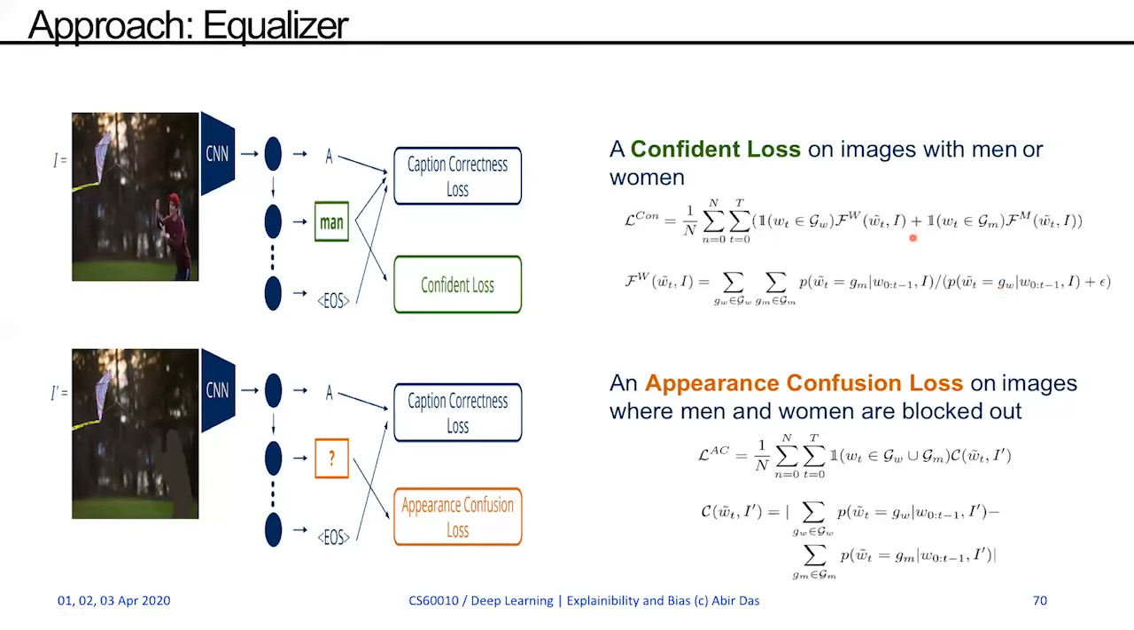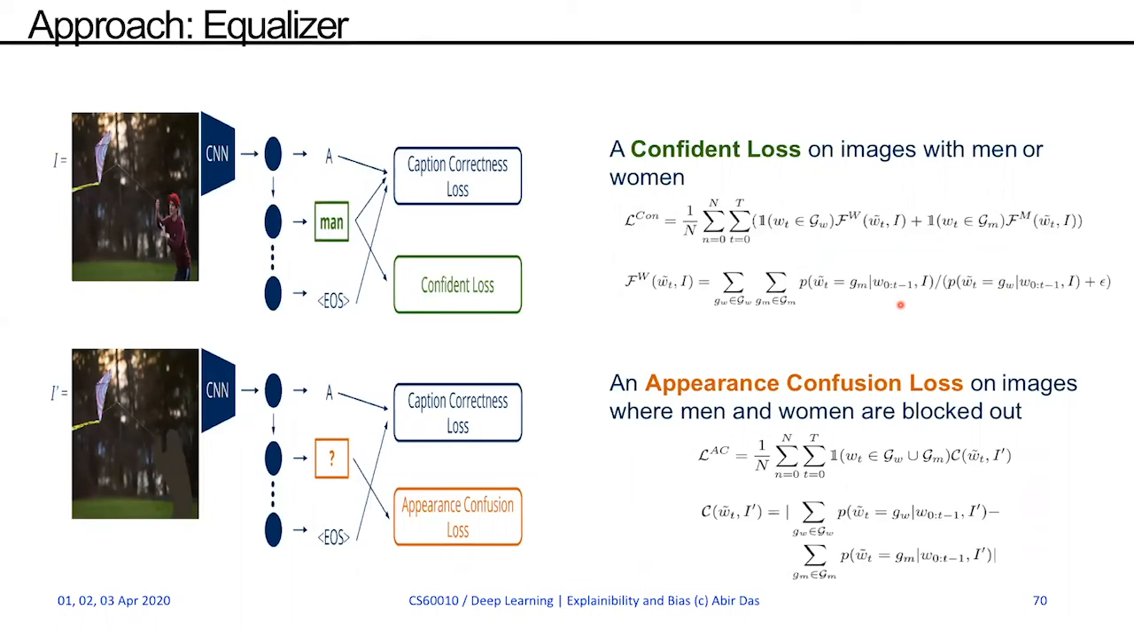Since the ground truth is coming from a female gendered word, we want this to be high, right? The predicted probability of the female word will be high. And if this is high, then only it is low. So we want the loss to be low.